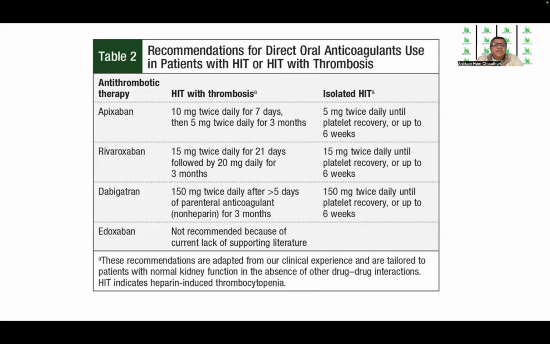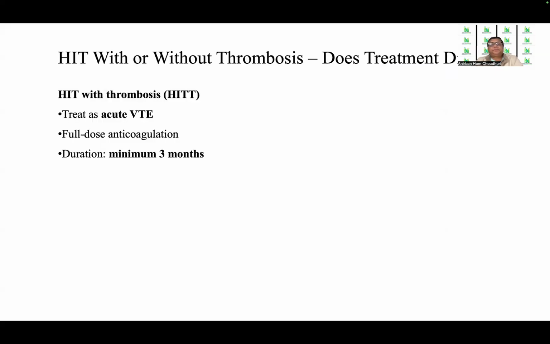thrombosis. If it is HIT with thrombosis, the apixaban dose is 10 mg twice daily for 7 days, then 5 mg twice daily for 3 months. In patients with isolated HIT, the dose is lesser, 5 mg twice daily until platelet recovery or up to 6 weeks. Likewise, there are doses for rivaroxaban and dabigatran, but edoxaban is not recommended because of the current lack of supporting literature.